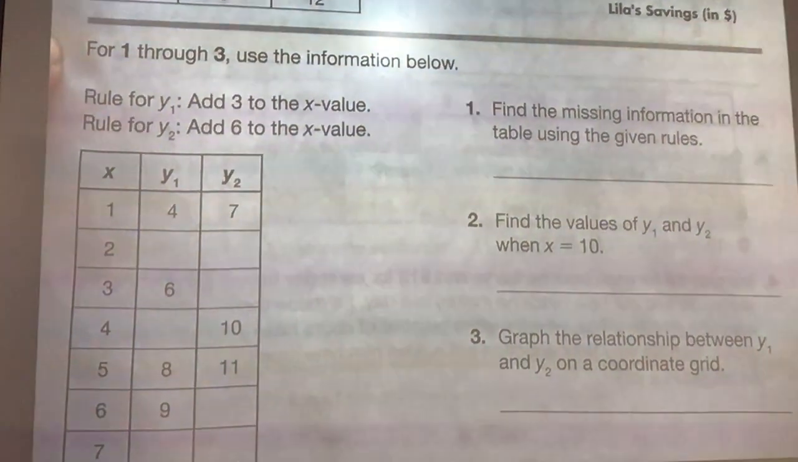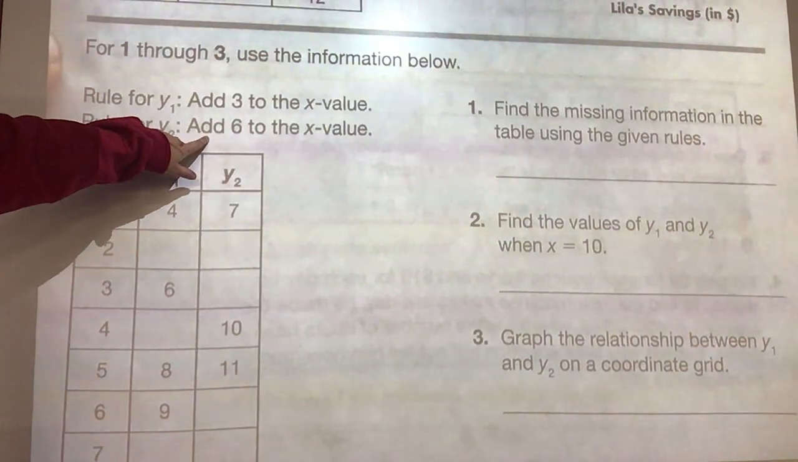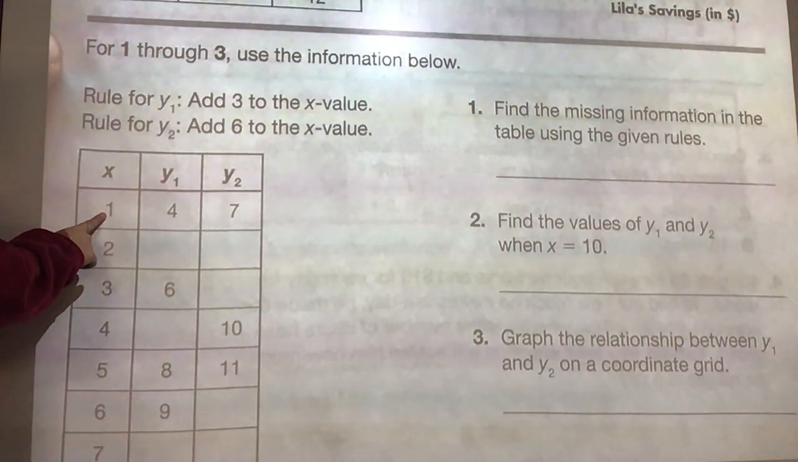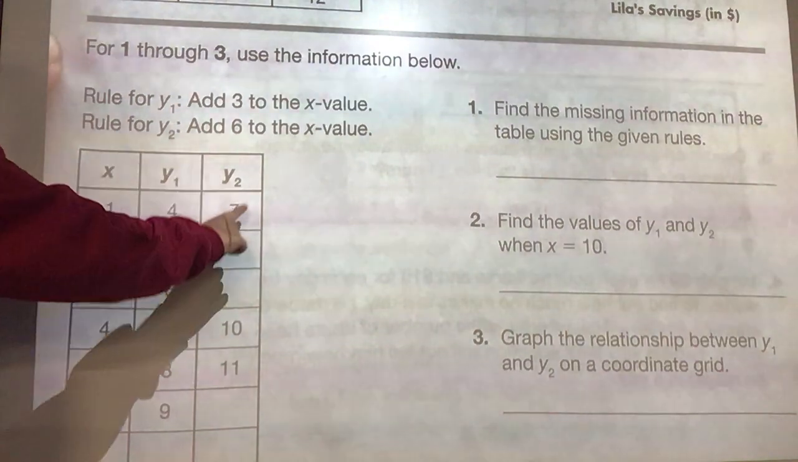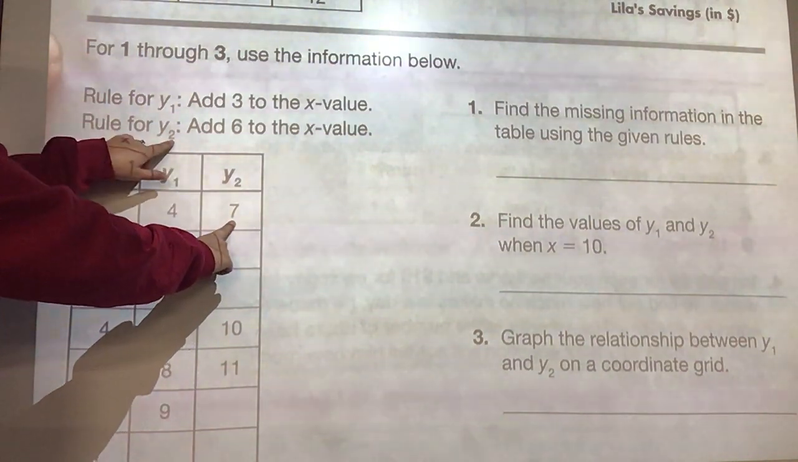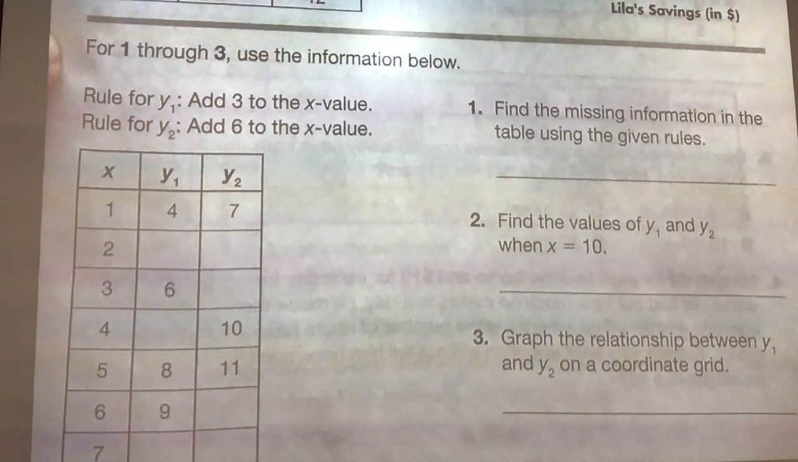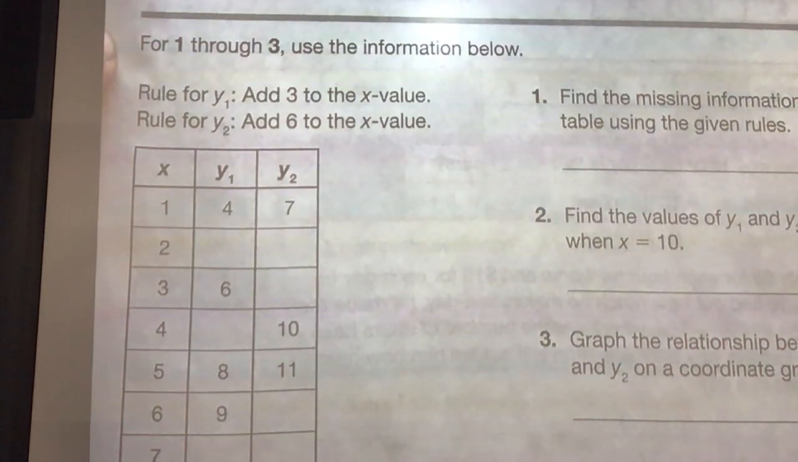To find y2, the rule is I'm going to add 6 to the x value. So I find my x value. It's a 1. I'm adding how many? 6. So 1 plus 6 is 7 for y2. Okay, we're going to go ahead now and find our missing numbers. I'll do a couple with you, and then I want you guys to do some.